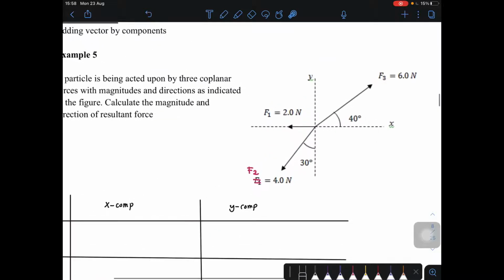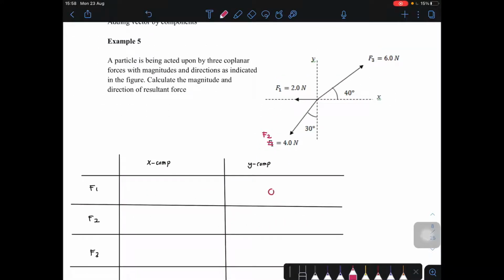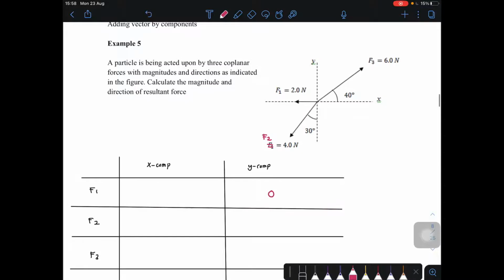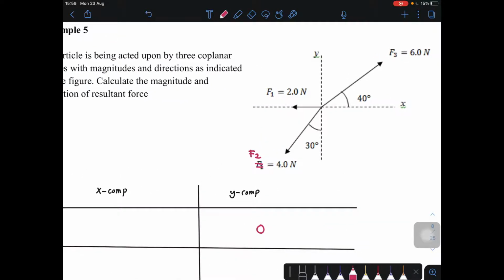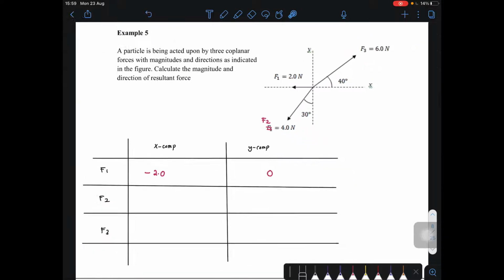So F1 ni, dia adalah ke kiri kan, dan dia ngam-ngam dekat x-axis. Dia tiada angle. Okay, so kalau force yang tiada angle dan dia berada dekat x-axis, maksudnya y-axis dia akan sama dengan kosong. So y komponen dia akan sama dengan kosong. Dan x-axis dia, since dia adalah to the left, so dia kena jadi negative. And then 2.0. Tiada angle kan? So just 2.0 lah. And it is negative.